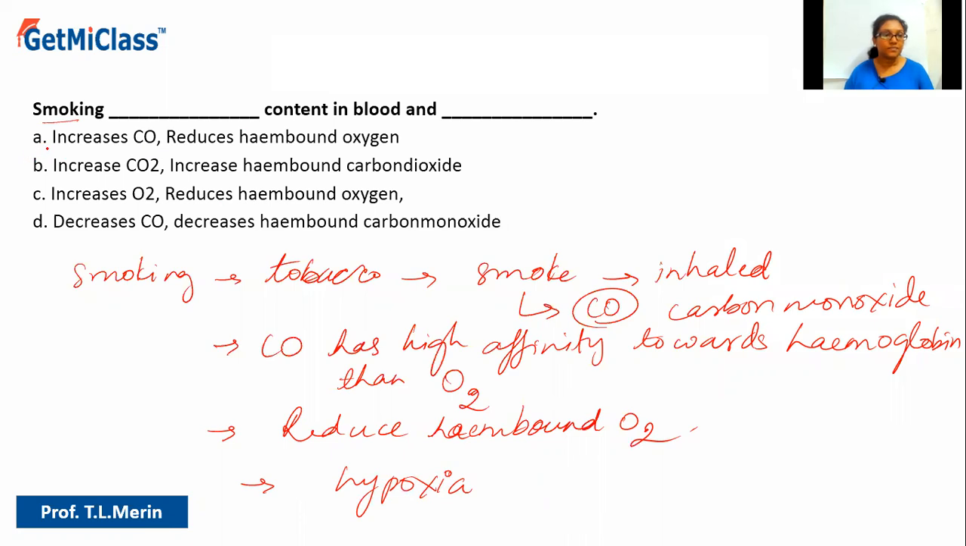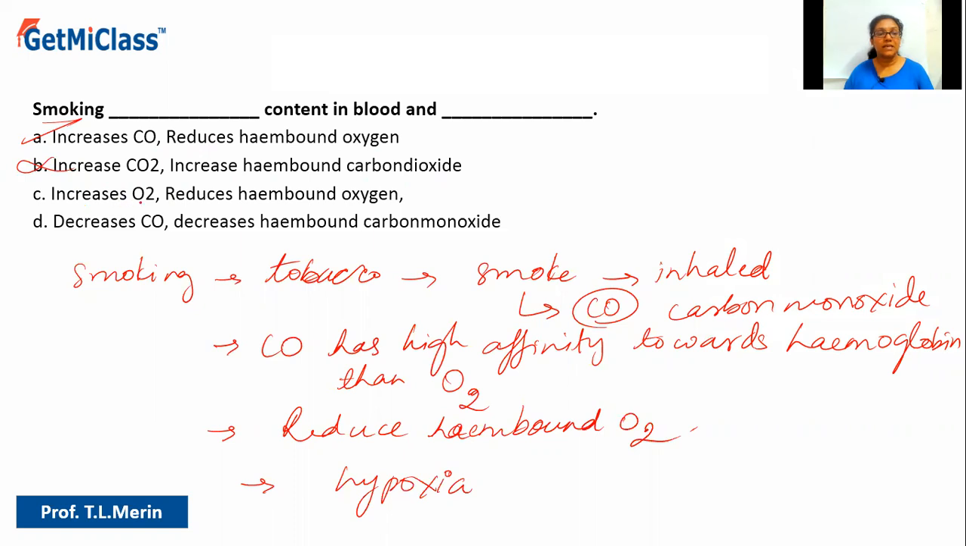So let us see. Option A says smoking increases carbon monoxide and reduces heme-bound oxygen. That is absolutely right. Option B says increases carbon dioxide, increases heme-bound carbon dioxide. No, because as I told you, the main component is carbon monoxide, which has higher affinity than other gases to be bound. Hence, it is ruled out.